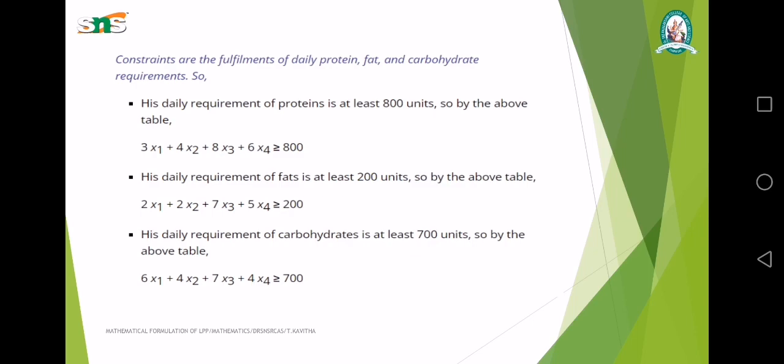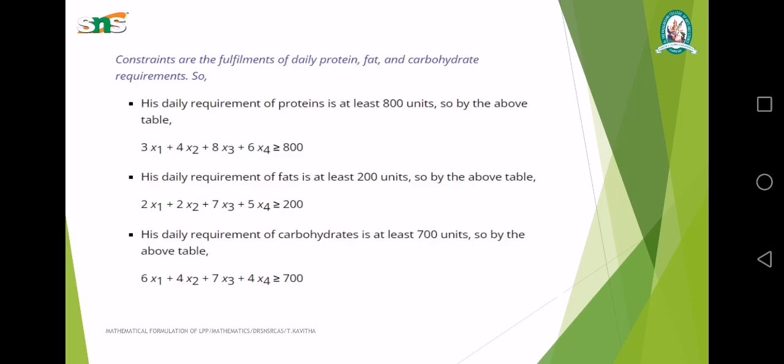Constraints are the fulfillments of the daily protein, fat and carbohydrate requirements. Here the problem gives the minimum requirements. His daily requirement of proteins is at least 800 units. So by the above table, we convert this as an inequality, that is 3x1 plus 4x2 plus 8x3 plus 6x4 greater than or equal to 800.